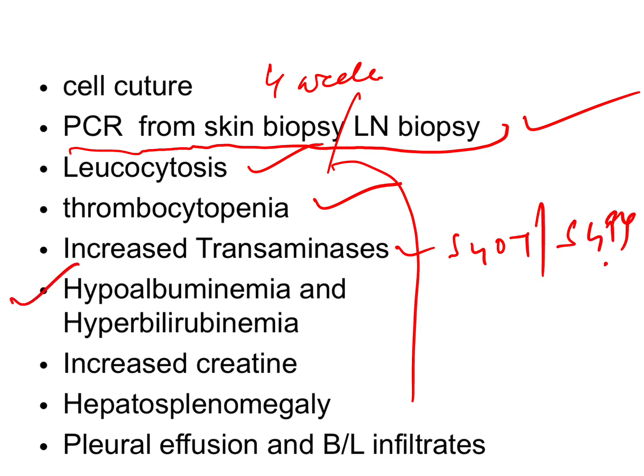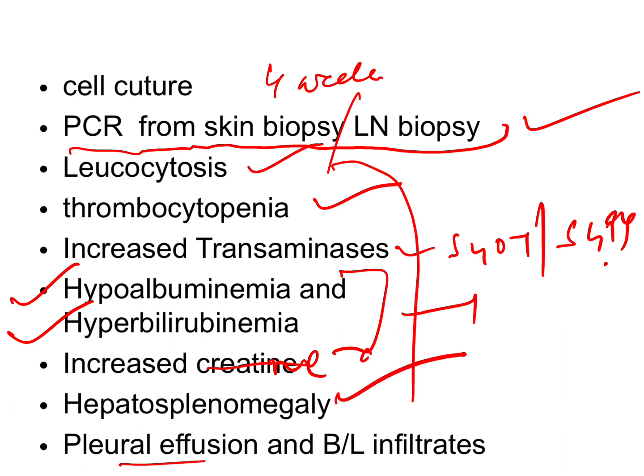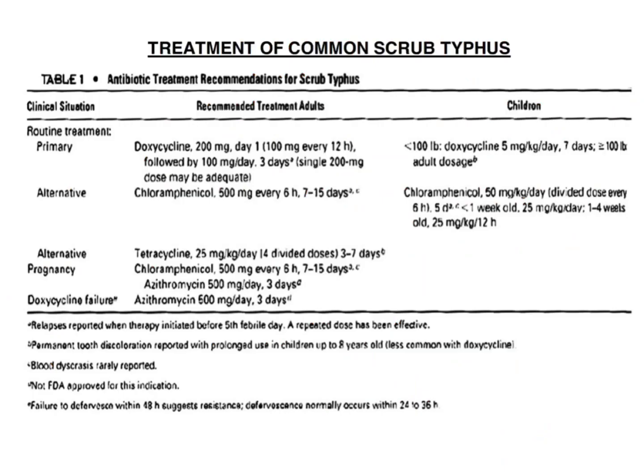Hypoalbuminemia and hyperbilirubinemia are not very uncommon. They can be seen. The patient can have increased creatinine level if renal involvement is there. Hepatosplenomegaly, bilateral pleural effusion, and bilateral infiltrates can occur, and the patient may end up with acute respiratory distress syndrome. These are the findings which we will see in lab or other available tests.